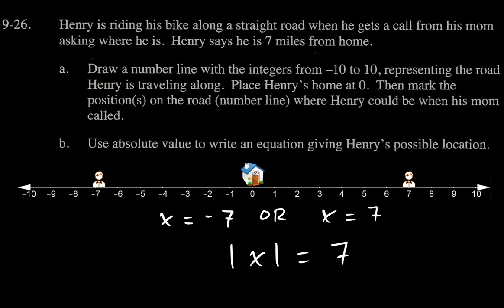Here it is. It says use absolute value to write an equation given Henry's possible location. So Henry's absolute position relative to his house is 7, and x represents what? x represents Henry's position.